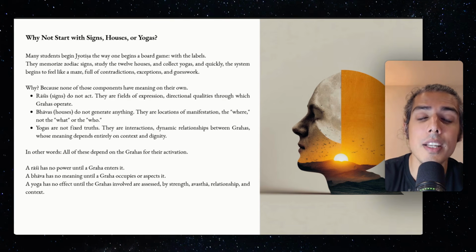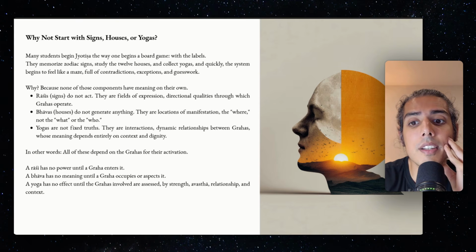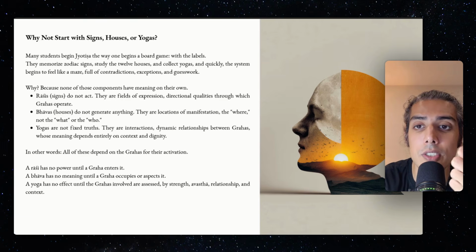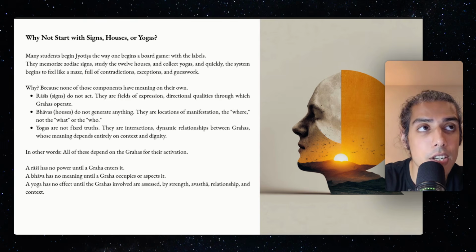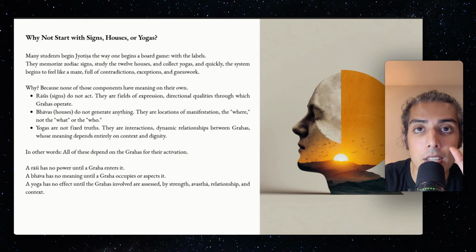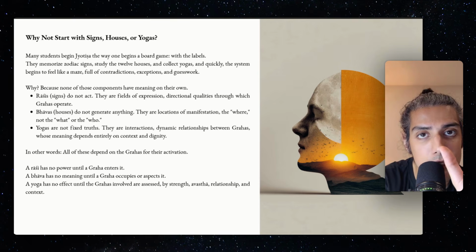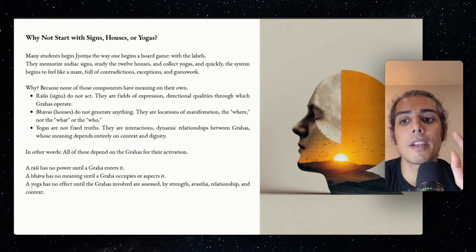So why would we start our studies with rashis? A yoga has no effect until the grahas involved are assessed by strength, avastha, relationship, and context. That's why you don't start with signs or bhavas or rashis or yogas and avasthas and Rahu and Ketu. Never touch Rahu and Ketu for the longest time. Study the Sun, Moon, and the panchagrahas. Saptagrahas, the first five, and then Rahu and Ketu will come later on.